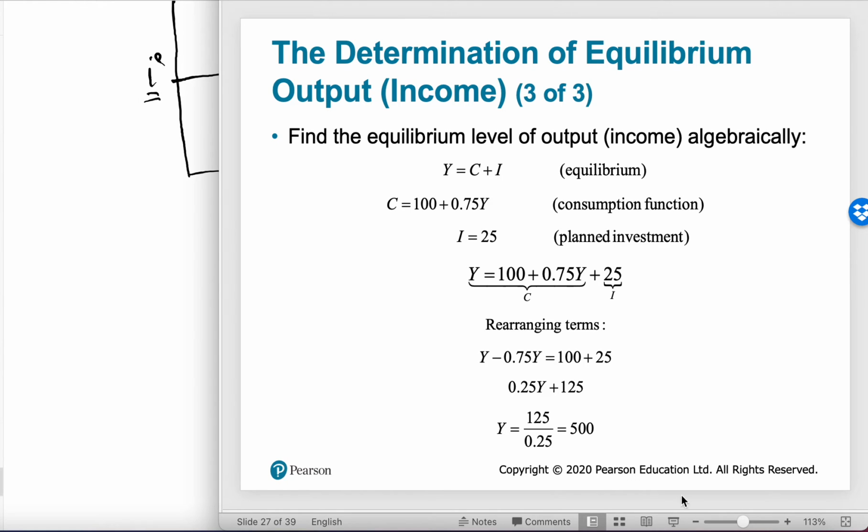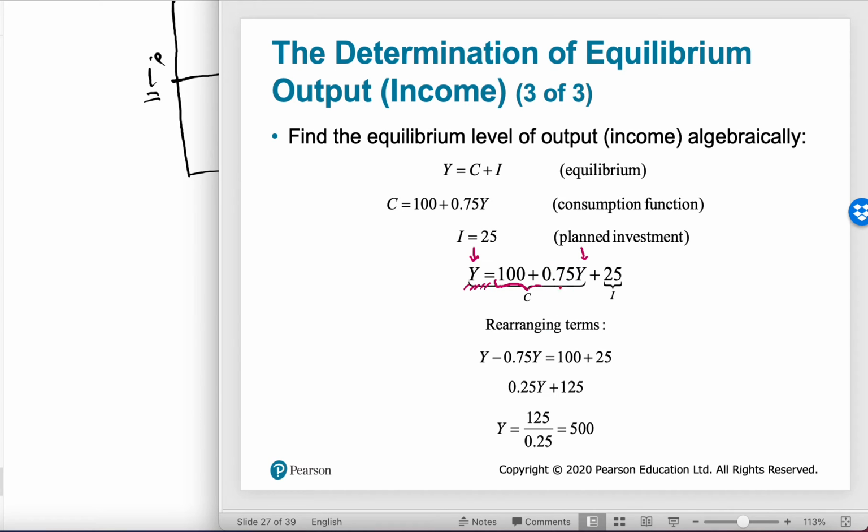Equation-wise, you would say that consumption is 100 plus 0.75Y, and investment is 25. Let's add them up together. Actually, up to here, there's a mistake, I should fix it. Up to here is consumption, and this is investment. Y equals consumption plus investment, and the only unknown is Y, so we can solve it.